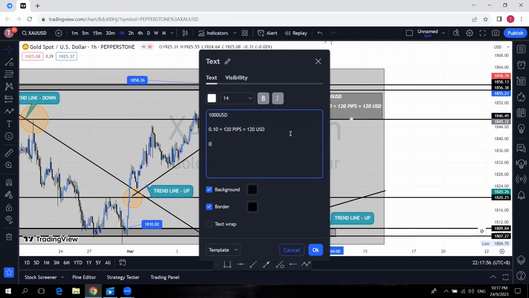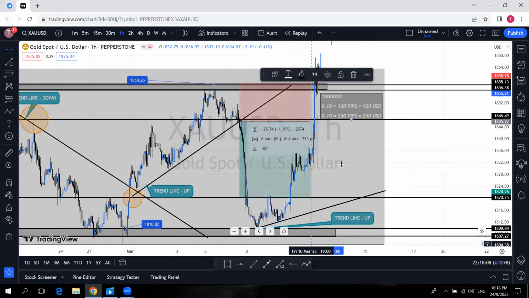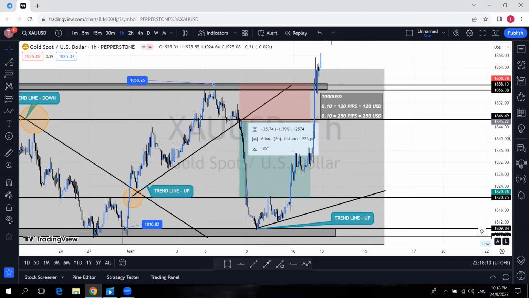Okay, so we have 0.10 with 250 pips, which is our profit of 250 US dollars. So this is a good risk to reward ratio. You can do this for many types of currencies, many types of pairs. This is the one I'm using as an example for gold.